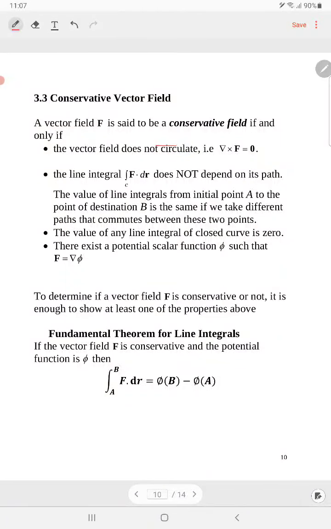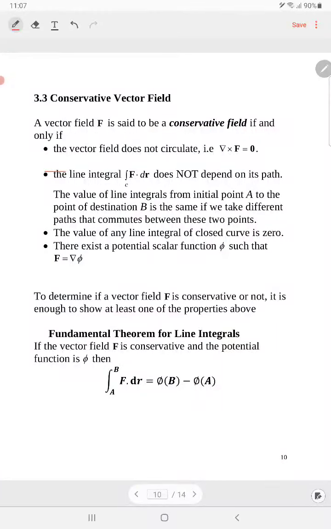And to tell whether there is circulation or not in the vector field is to check for the curl of F. So del cross F is curl of F. So if del cross F gives you a zero vector, then there is no circulation in the vector field. Hence, F is a conservative field.